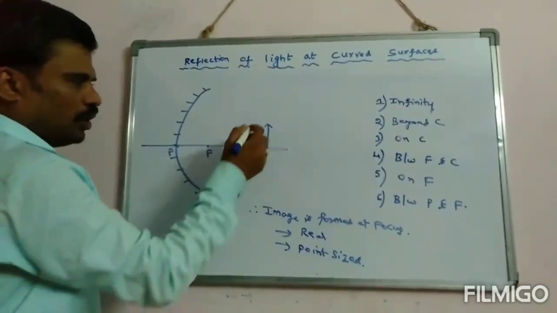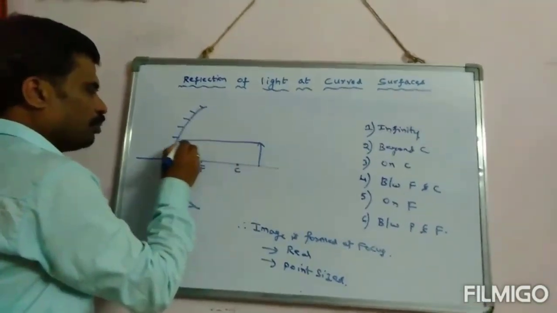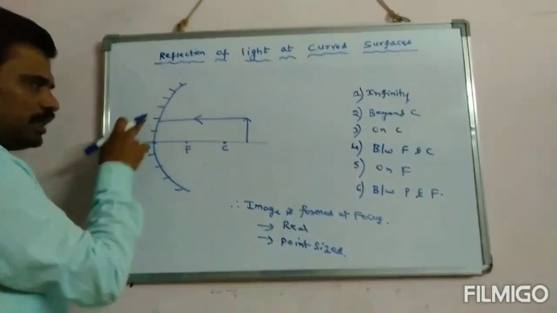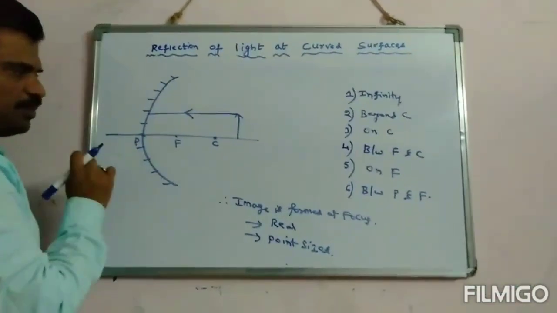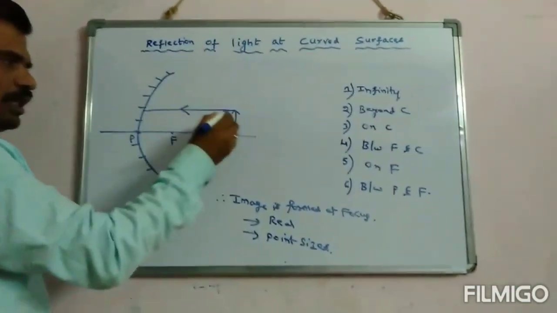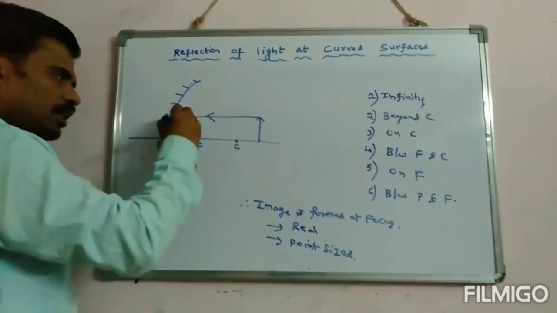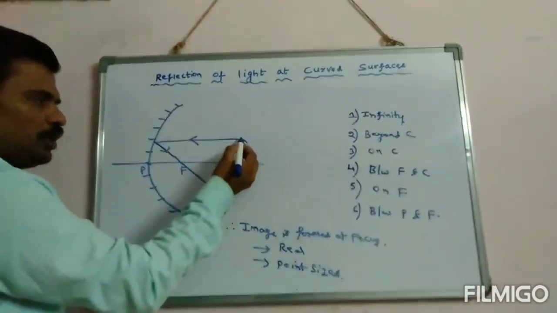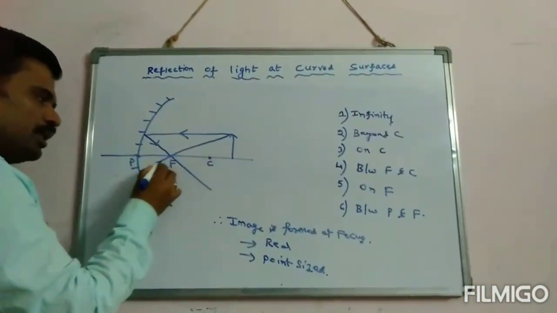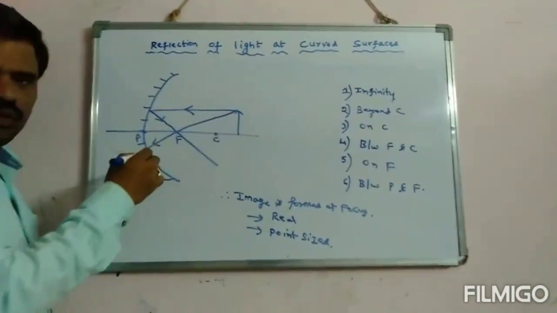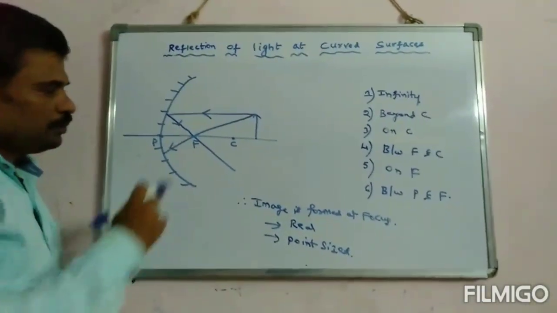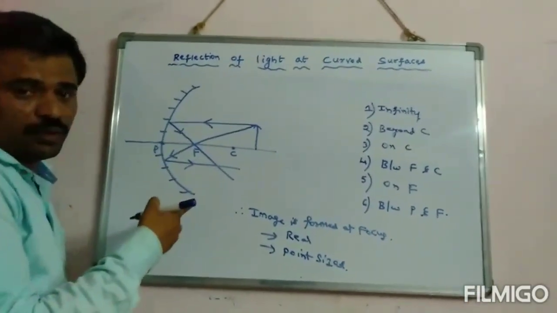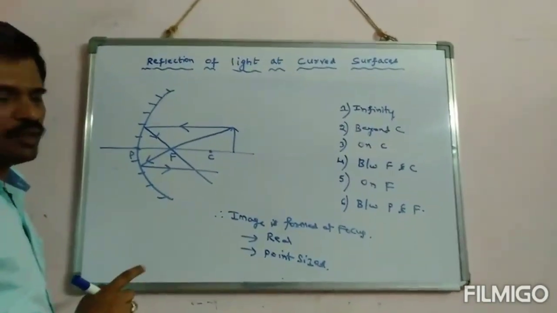First ray, as we have just seen: a ray coming from the object is incident on the concave mirror parallel to the principal axis. As I said, if any ray comes parallel to the principal axis, after reflection it passes through the focus. Next, another ray: the ray passing through the focus. If any ray passing through the focus is incident on the concave mirror, then after reflection it will become parallel to the principal axis. This is the second rule, which you learned in the previous class.